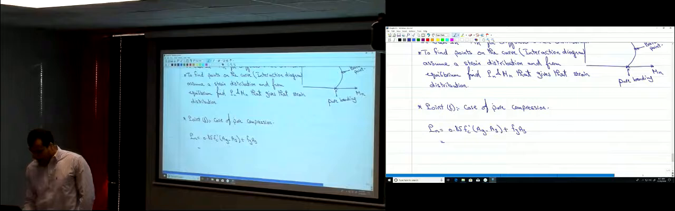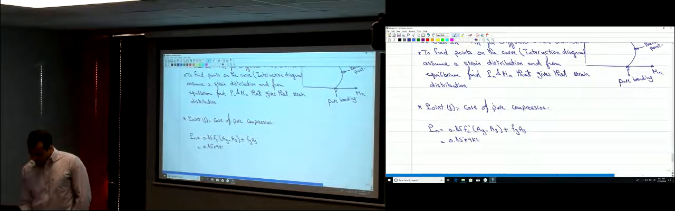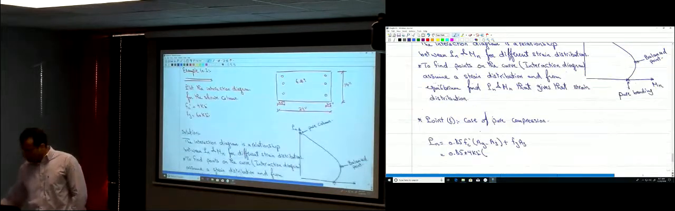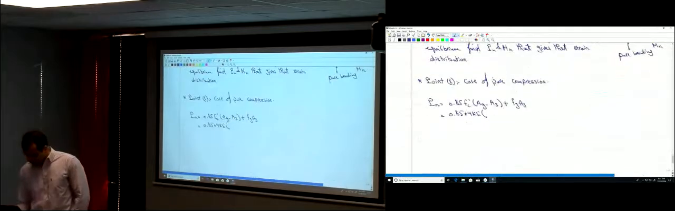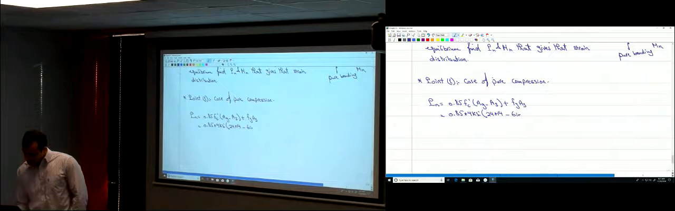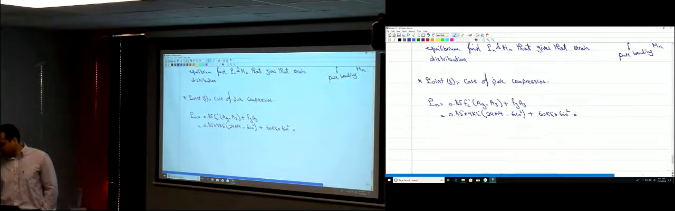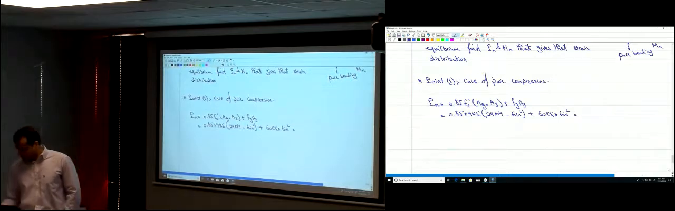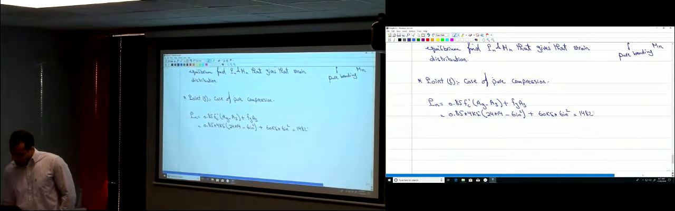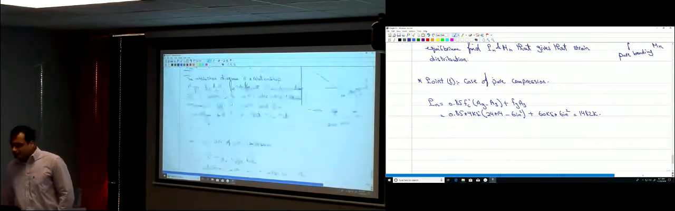So here, we have 0.85 Fc prime is 4 ksi. Area gross, how much is the area of that column? 24 times 14, minus area steel, which is 6 inches squared, plus F yield, which is 60 ksi, times area steel, which is 6 inches squared. So the nominal capacity of that column is 1482 K. And that's the first point.